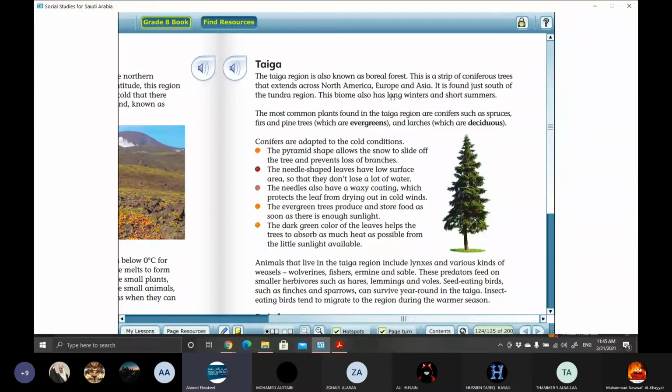This biome has very long winters and short summers. The most common plants found in the taiga region are the conifers such as spruces, firs, and also pine trees, which are evergreens, and larches, which are deciduous.